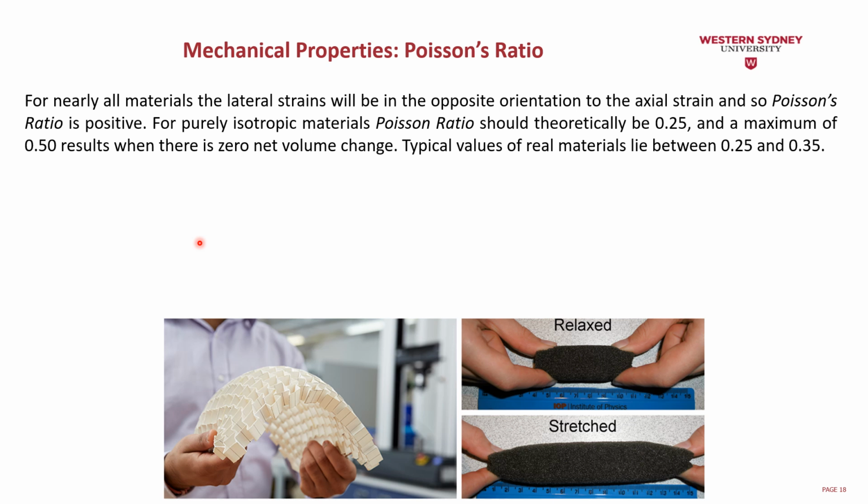For nearly all materials, the lateral strains will be in the opposite orientation of the axial strain, and so the Poisson ratio is going to be positive. For purely isotropic materials, the Poisson ratio should theoretically be equal to 0.25, and the maximum is 0.5. This results when there is a zero net volume change. Typical values for real materials are anything between 0.25 and 0.35.